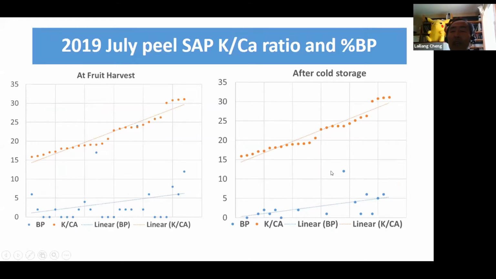And we also evaluated fruit bitter pit incidence at packout. And the bitter pit incidence also increases as the potassium to calcium ratio in the sap increases. And it's a general trend. It's not a perfect relationship, but we definitely see a trend here.